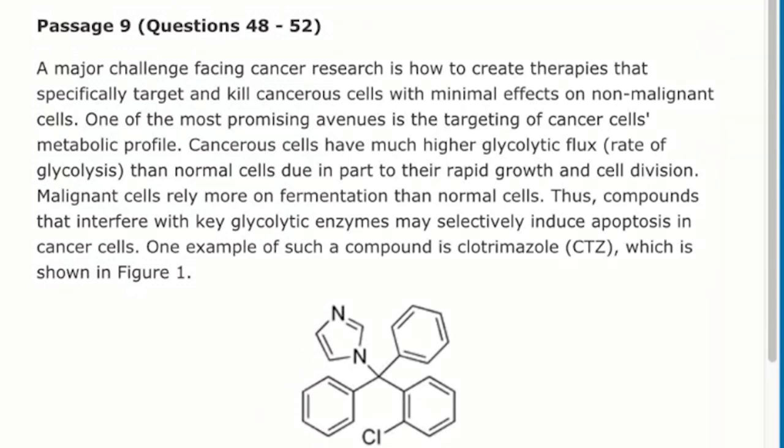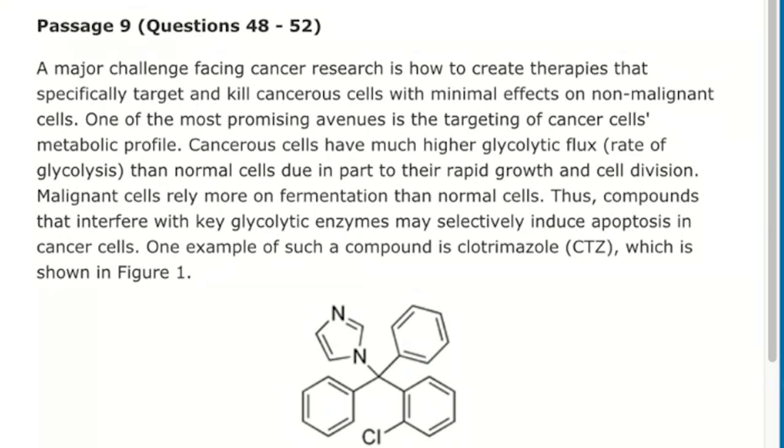So a major challenge facing cancer research is how to create therapies that specifically target and kill cancerous cells with minimal effects on non-malignant cells. One of the most promising avenues is the targeting of cancer cells' metabolic profile. Cancerous cells have much higher glycolytic flux (rate of glycolysis) than normal cells, due in part to their rapid growth in cell division. Malignant cells rely more on fermentation than normal cells. Thus, compounds that interfere with key glycolytic enzymes may selectively induce apoptosis in cancer cells. One example of such a compound is clotrimazole, which is shown in figure 1, and then it's abbreviated as CTZ.